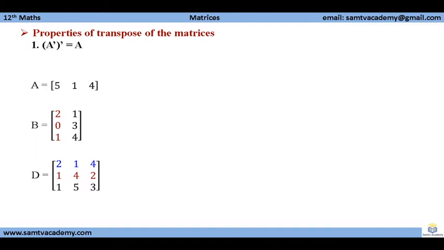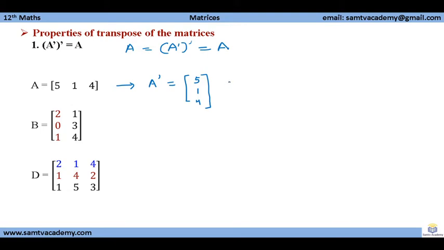Next we will see the properties of a transpose. The property is, if we have any matrix A, and we take its transpose, and again do its transpose, then it will become A only. Let's see with this first example. We will find A transpose. This row will become a column: 5, 1, 4. This is A transpose.